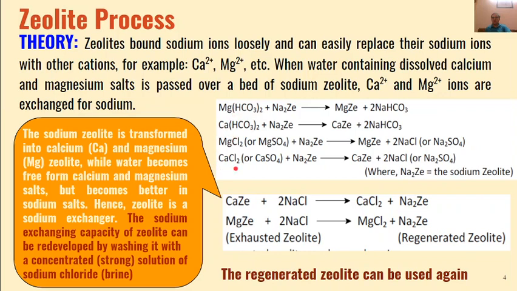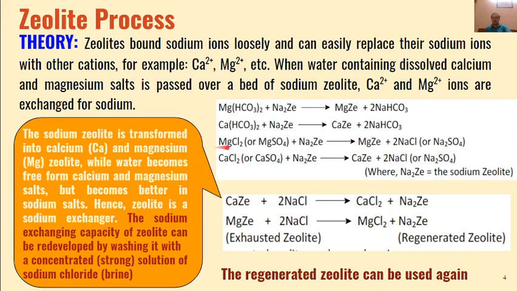Then these two are responsible for permanent hardness. We know the permanent hardness is because of chlorides and sulfates of magnesium and calcium. So if in the hard water we have magnesium chloride or magnesium sulfate, that will react with sodium zeolite, and we will get magnesium zeolite, and either sodium chloride is formed if magnesium chloride is present, or if magnesium sulfate is present, sodium sulfate.